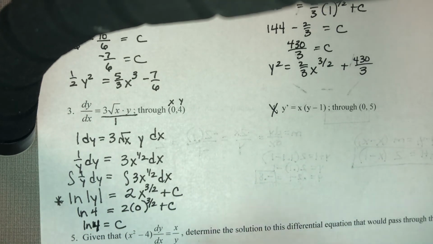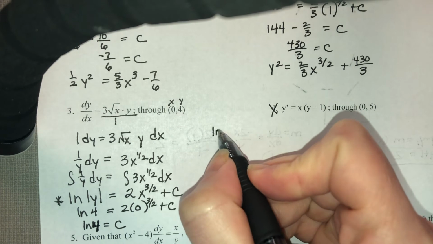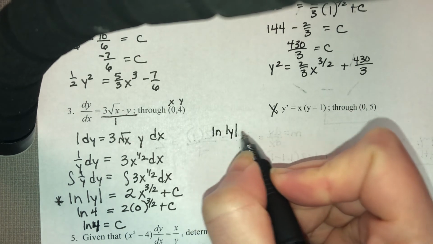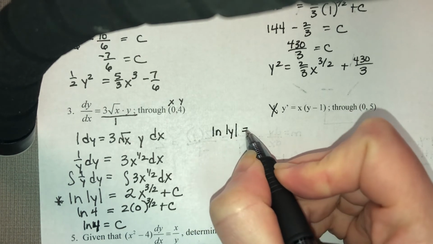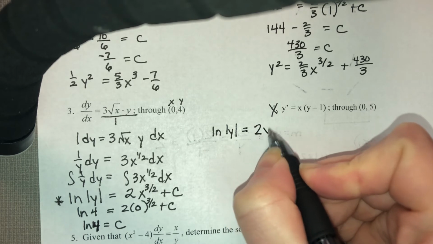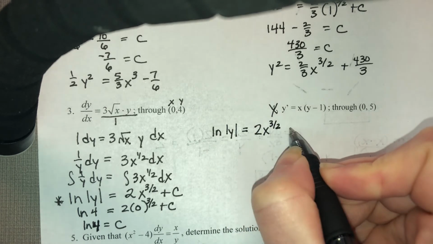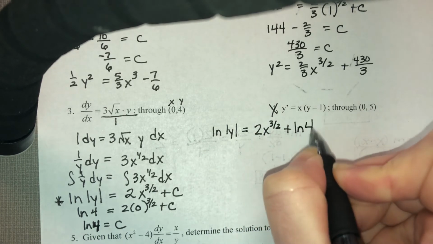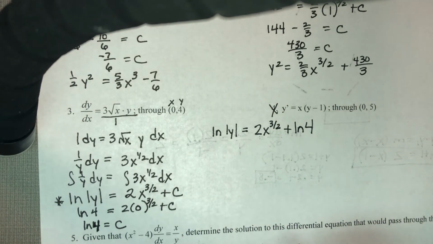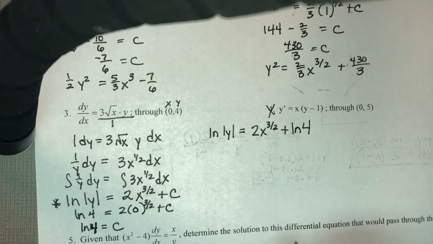All right, so we'll go back to this step. Natural log, absolute value of y, equals 2x to the 3/2 power plus the natural log of 4. Now, how do you get the y by itself here?